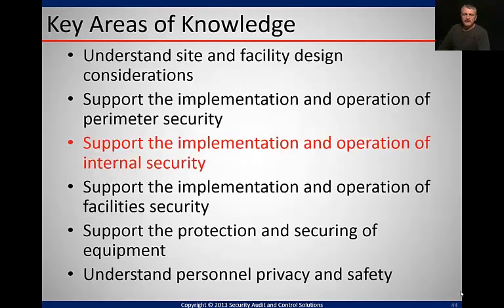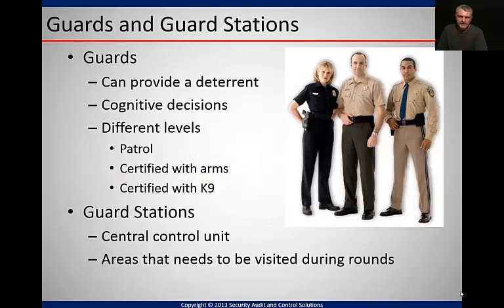The next section you need to consider is the support, the implementation, and operation of internal security. This includes guards. Guards can provide a deterrent because they're visually there. Cognitive decisions, meaning they can make a decision if something is a threat or not. Also, different levels of guards exist, such as patrolling guards alone, certified with arms or sidearms, certified with canine or dog units.